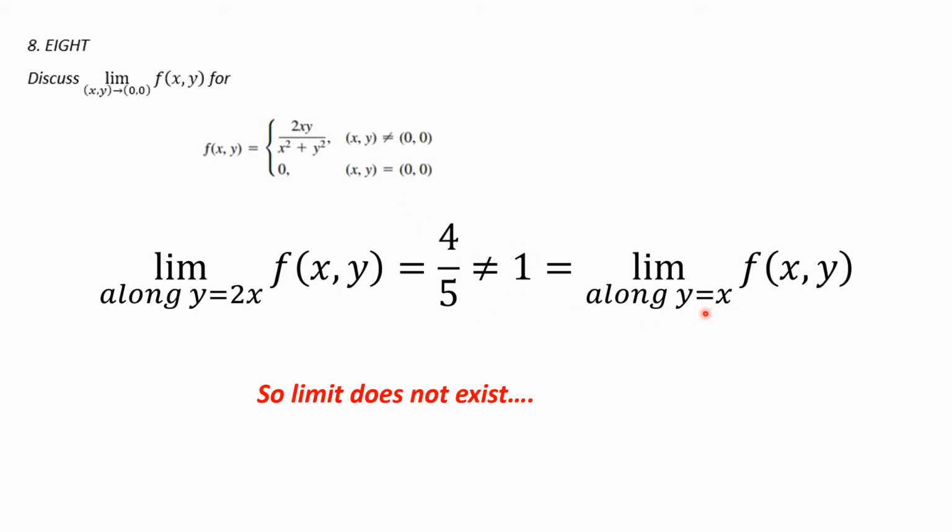But if I approach it along the line y equals x, I will get 2 over 2, which is 1. So if I go along this direction, I get 4 over 5. Along this direction, I get 1. So the limit doesn't exist because it depends on the trajectory over which you approach the limit point.